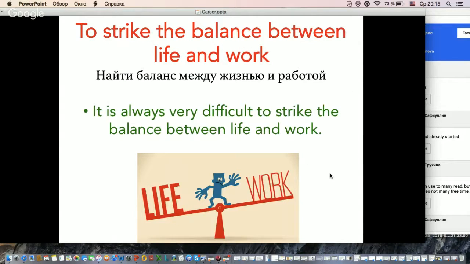To strike the balance between life and work. The other way we can say the same thing is to find the balance between life and work. But to strike is a little bit about shooting. То есть strike — это то, что нам может напомнить о стрельбе, о страйке. И тогда, в принципе, фраза становится довольно логична, потому что, к примеру, играть в страйк так же тяжело, как и найти баланс между обычной жизнью и работой. Итак, фраза означает находить баланс между жизнью и работой. It is always very difficult to strike the balance between life and work.